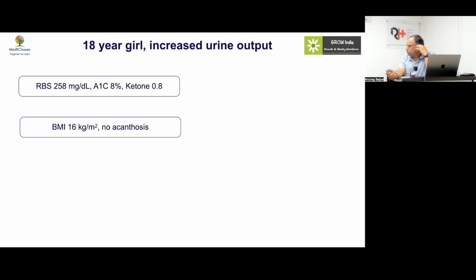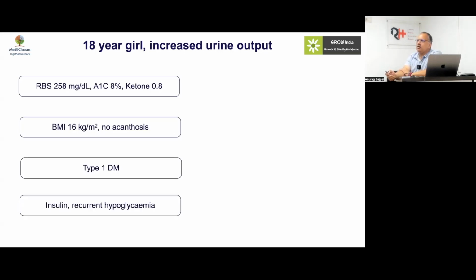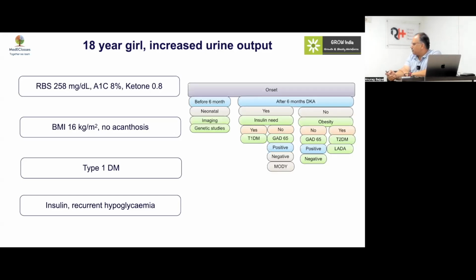That could be a case of type 2 diabetes, but I think with this BMI, it is much less likely. You have to think of MODY as a possibility because type 2 becomes extremely unlikely. But of course, you cannot rule out type 1 at this moment. Now, this was labeled as type 1 diabetes and started on insulin with recurrent hypoglycemias. If you go by your algorithm and logic, it clearly suggests that if you have a very low insulin requirement and a lean pubertal individual, you have to think of a monogenic form of diabetes. And we found that the child was GAD negative.